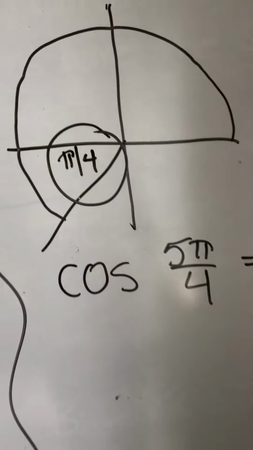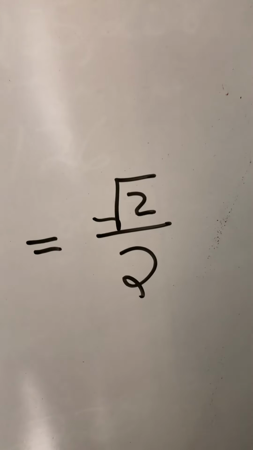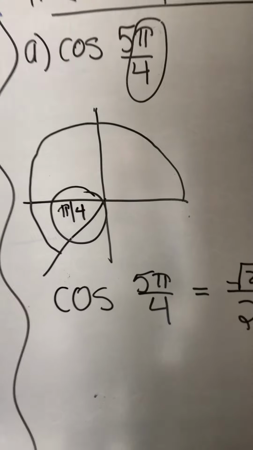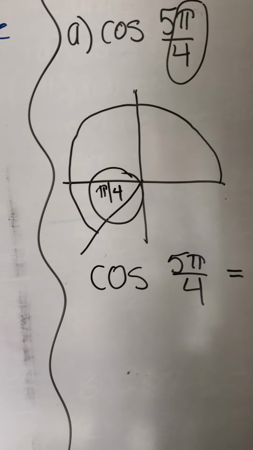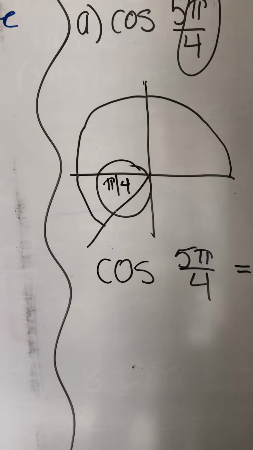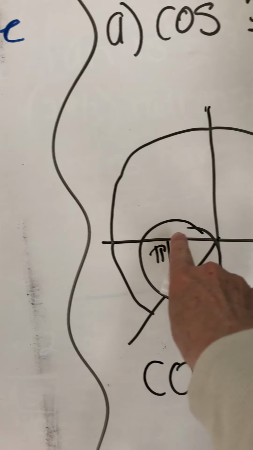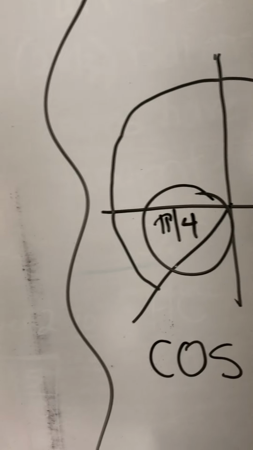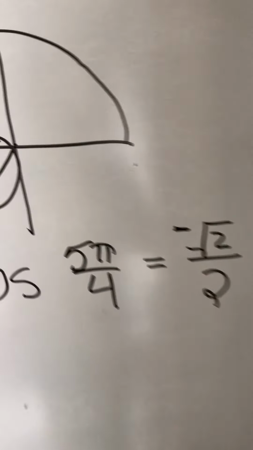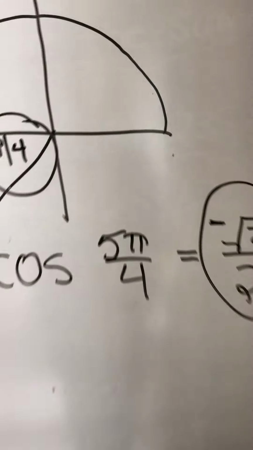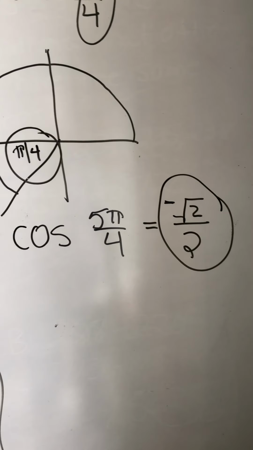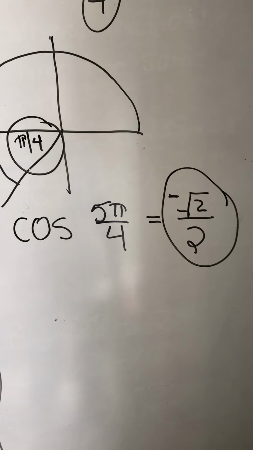The last thing I do is I go, well, is this positive or negative? Let's look at my location. Cosine are the x's, and based on the fact I'm in the third quadrant, my x's are negative. There we go. That is my final answer for cosine of 5 pi over 4: a negative square root of 2 over 2.